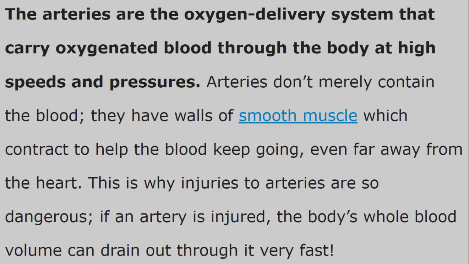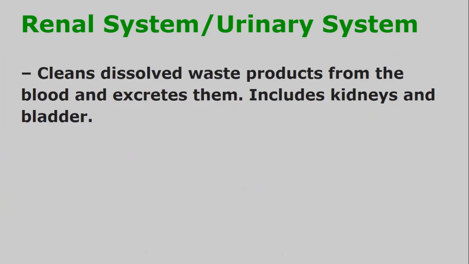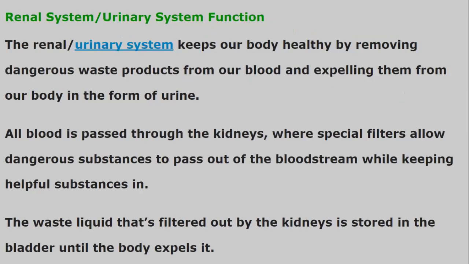If the artery is injured, the body's whole blood volume can drain out through it very fast. The renal urinary system cleans dissolved waste products from the blood and excretes them. It includes the kidneys and bladder.